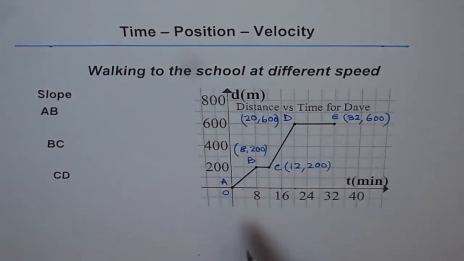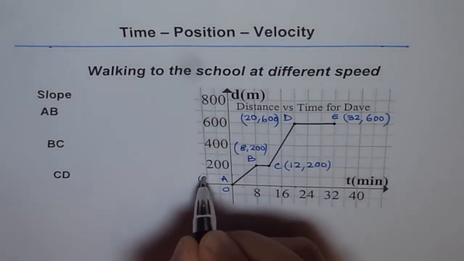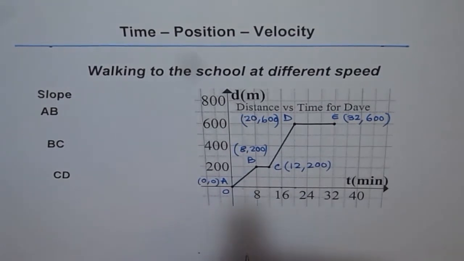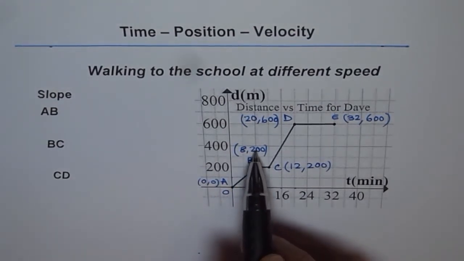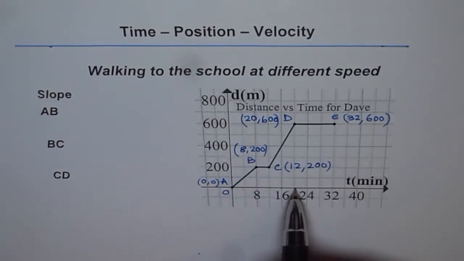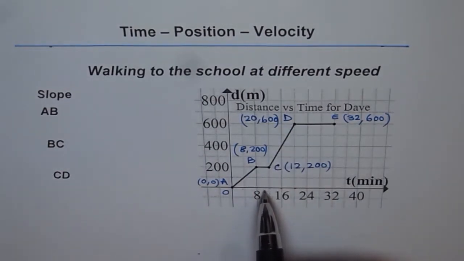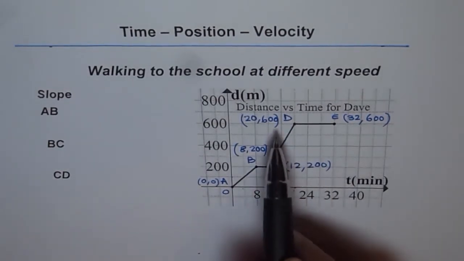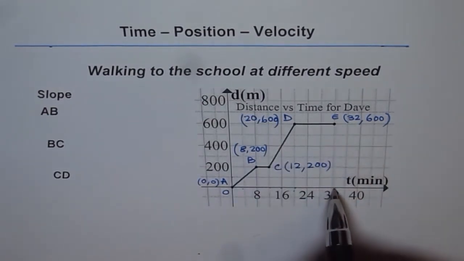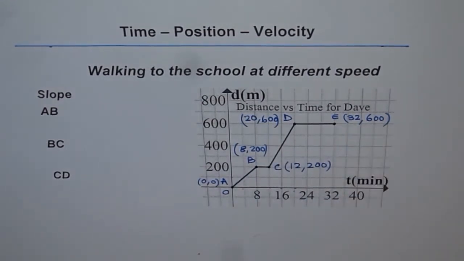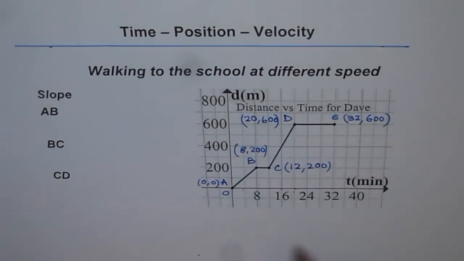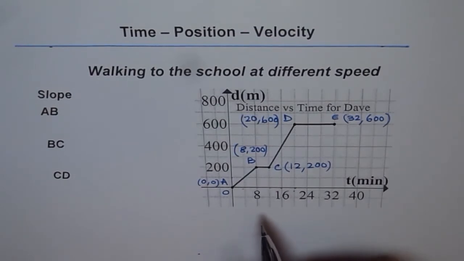So at A it is 0, 0. At B it is 8, 200. At C it is 12, 200. At D it is 20, 600, and at E it is 32, 600. So these are the positions which we can read straight from the graph, right? And what we can find, last time we found average velocity.